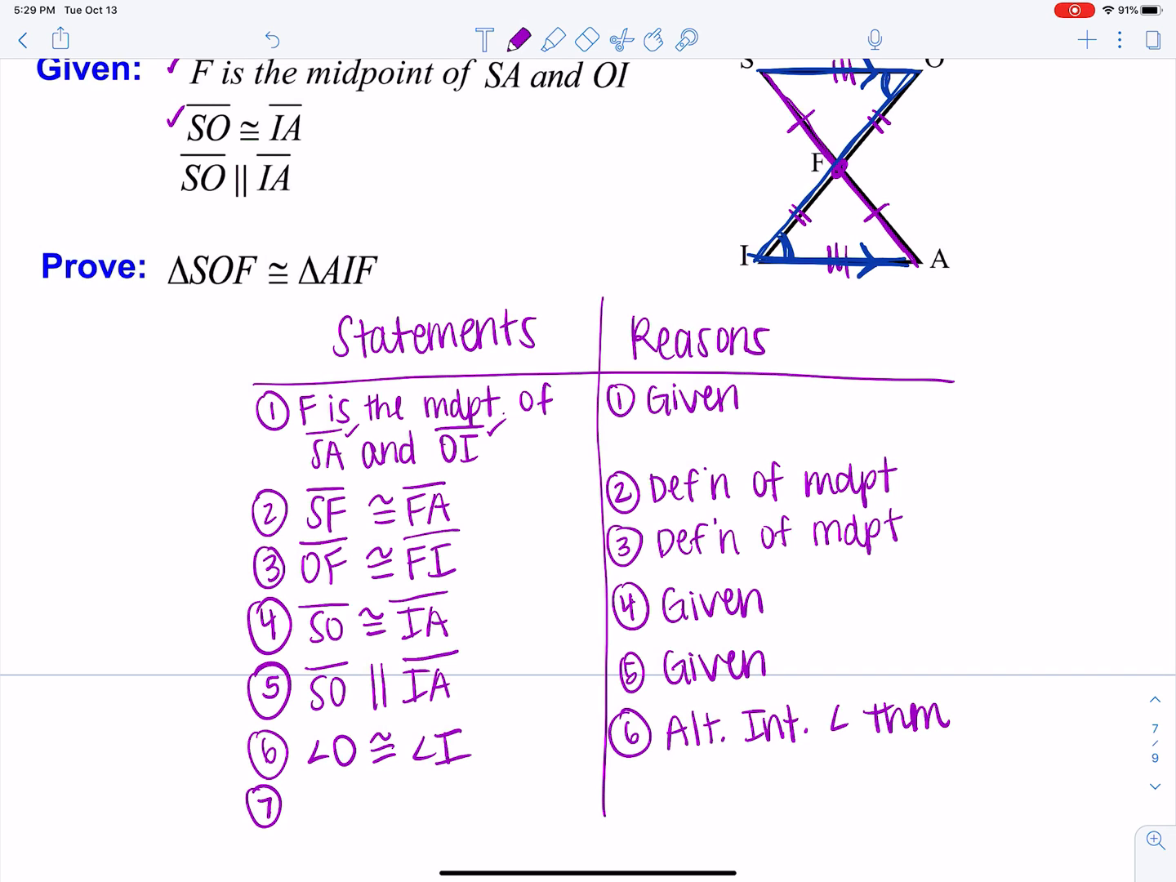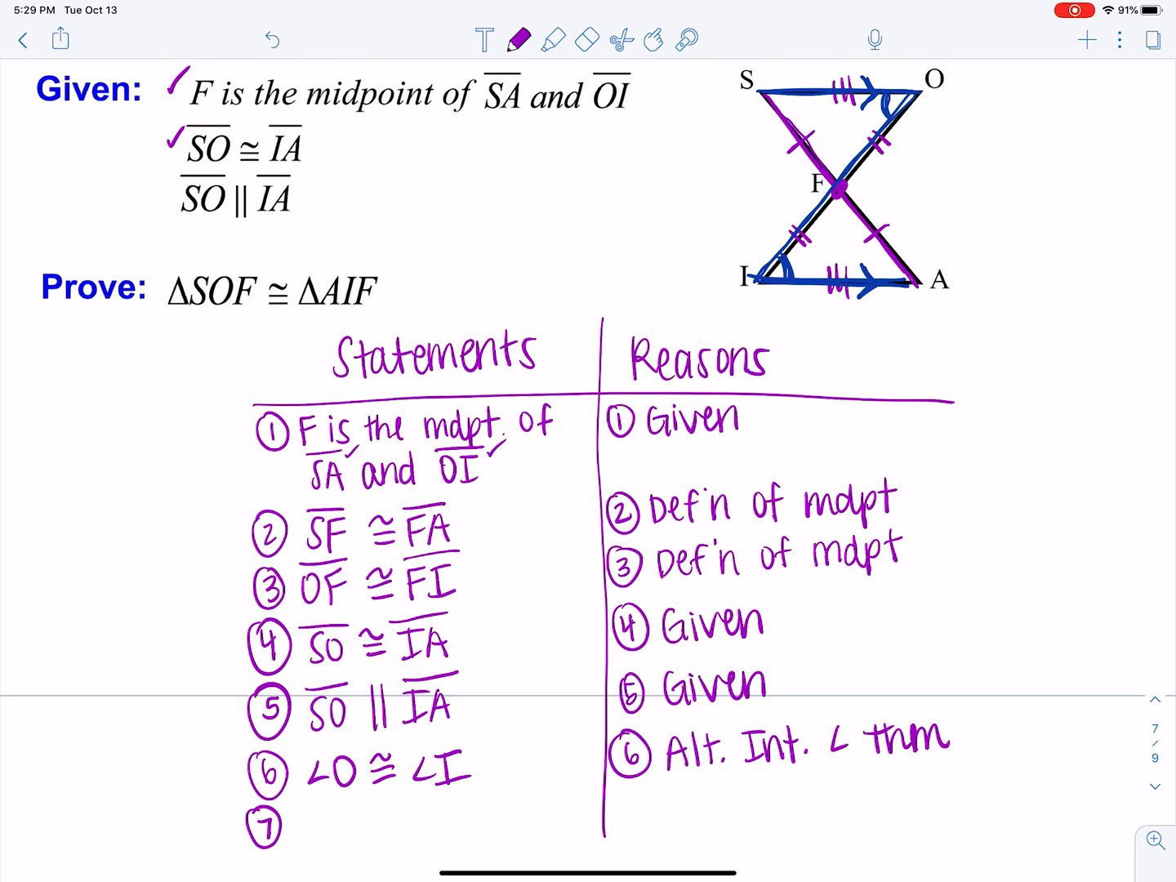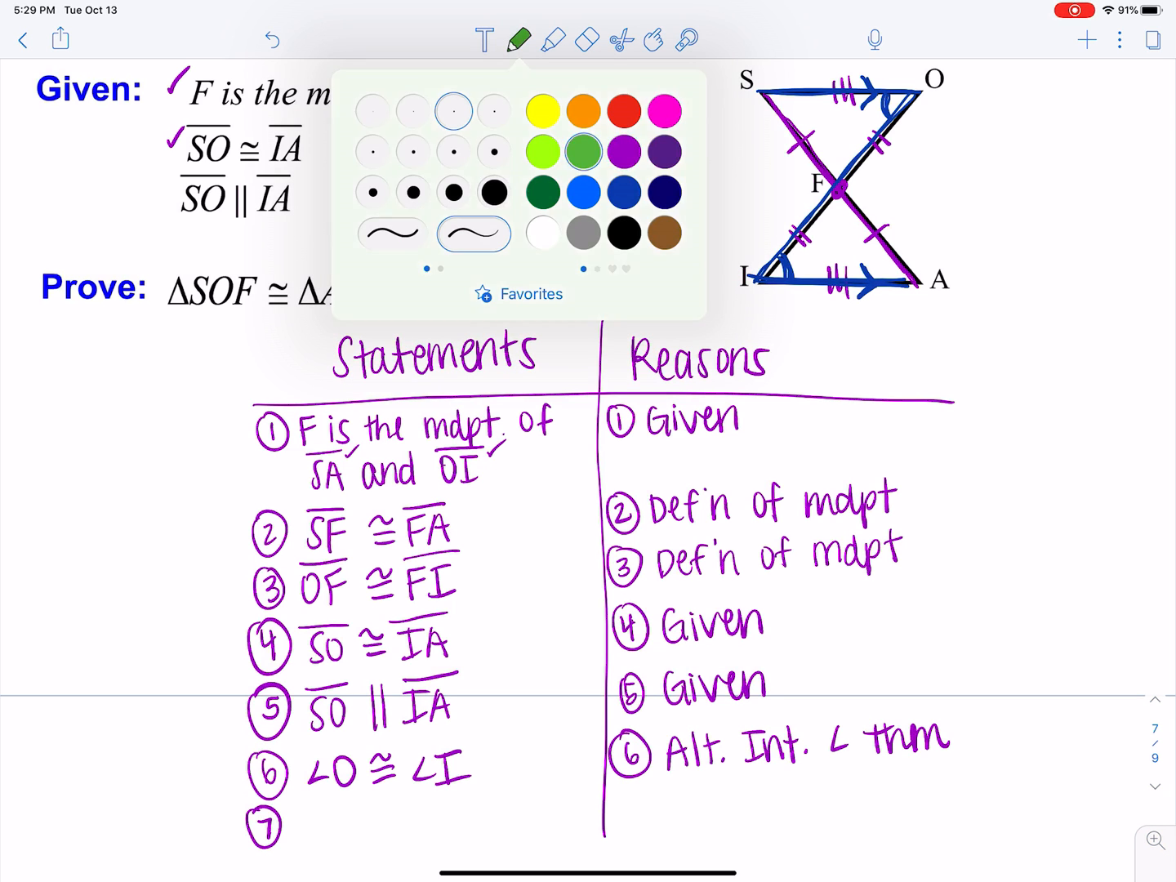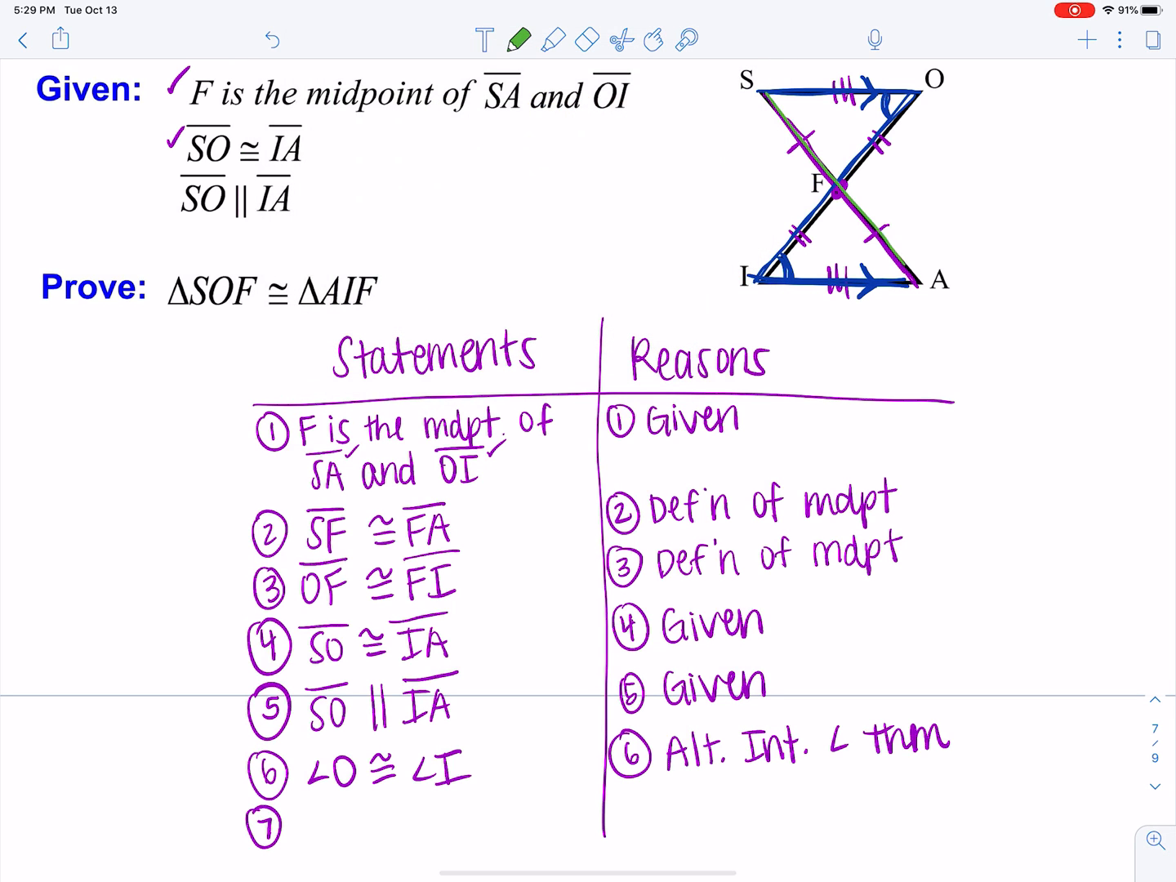We have another set here. Let's change gears. What if we think about SA as the transversal now? We actually have another set of alternate interior angles. So angle S is congruent to angle A. We're also using the alternate interior angle theorem.